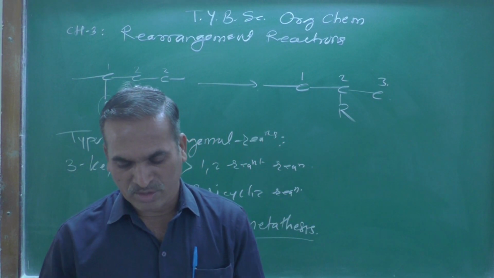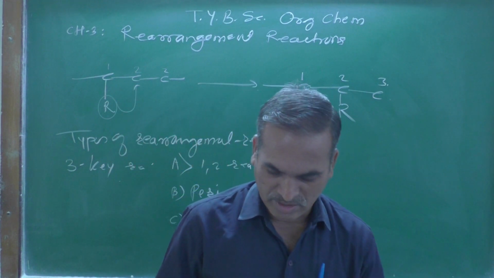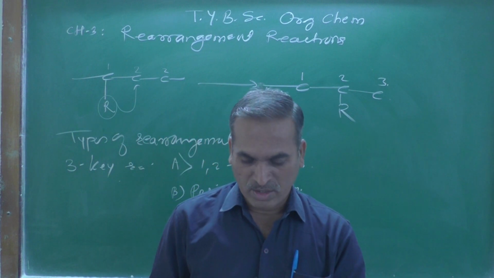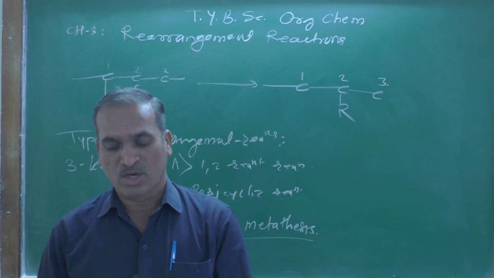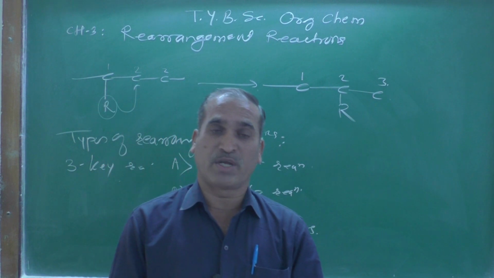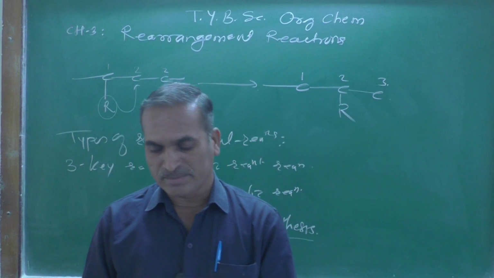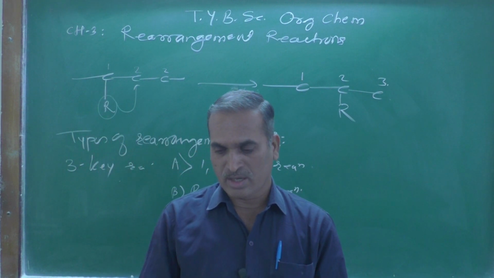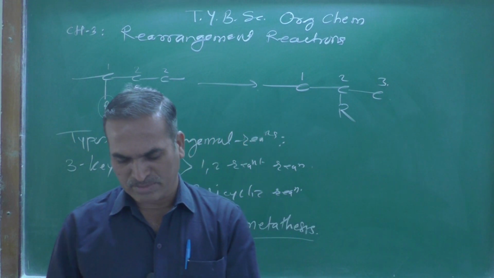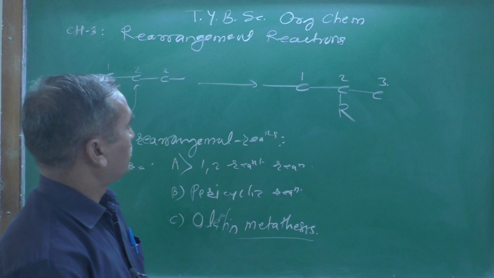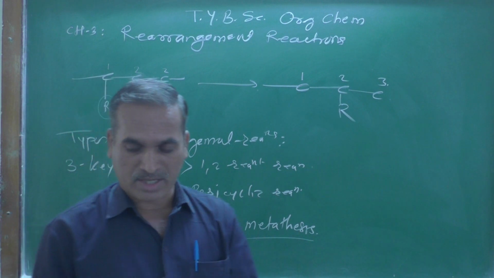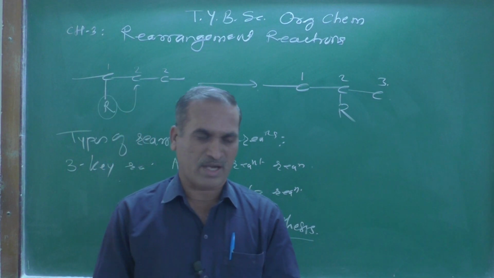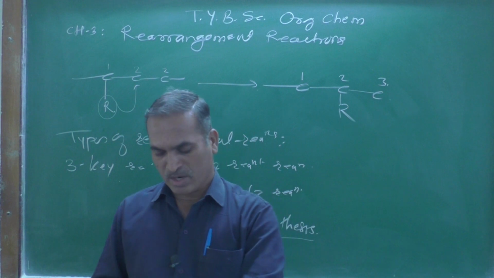Here the first one is a 1,2 rearrangement reaction. The first reaction we are going to learn is nothing but the Wagner-Meerwein rearrangement via non-classical carbocation. What do you mean by non-classical carbocation? There are certain rearrangement reactions, and I think we will see that next time. So this is the introductory part of rearrangement reactions. We have talked a lot about that.